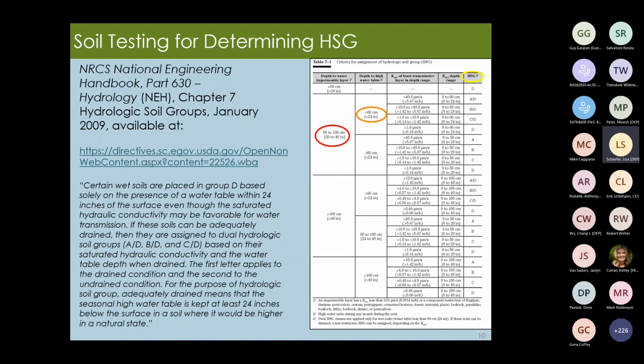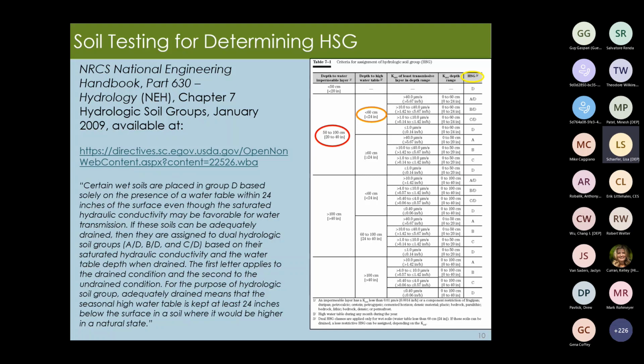So this on the right is Table 7-1 from the NEH, and the title is Criteria for Assignment of Hydrologic Soil Group, or HSG. It relates saturated hydraulic conductivity to hydrologic soil group, and it's determined by a couple of things: depth to a water impermeable soil layer that has a saturated hydraulic conductivity of 0.1 inches per hour or less, depth to the seasonal high water table, and saturated hydraulic conductivity of the most restrictive soil layer within the depth to a water impermeable layer.